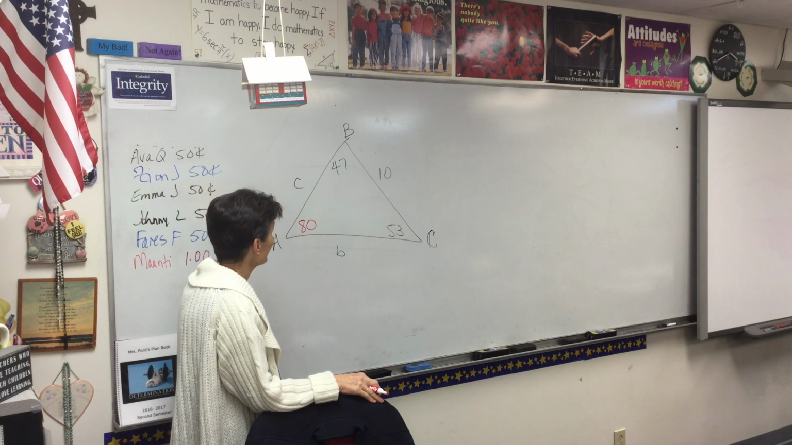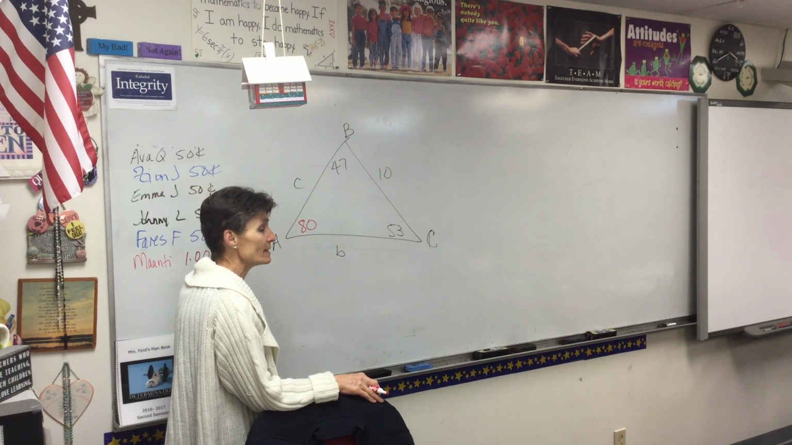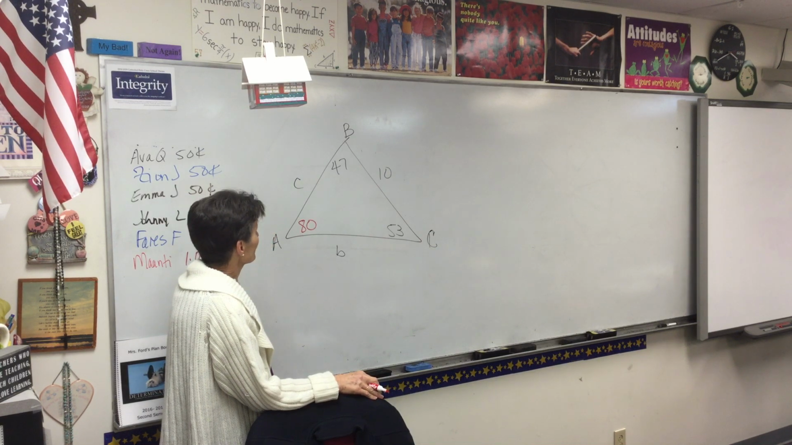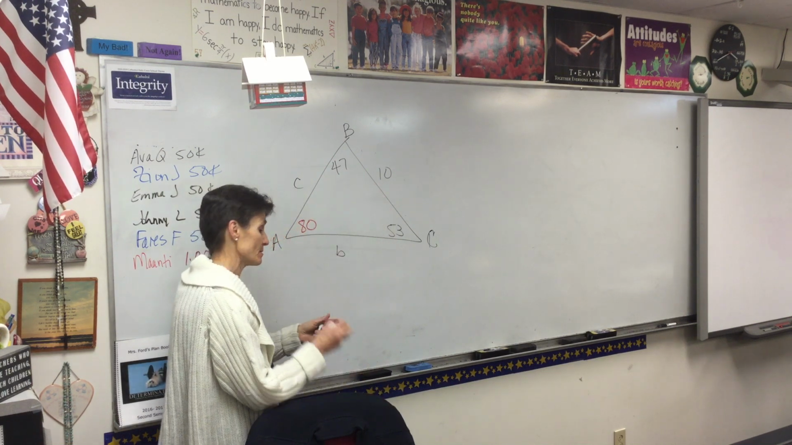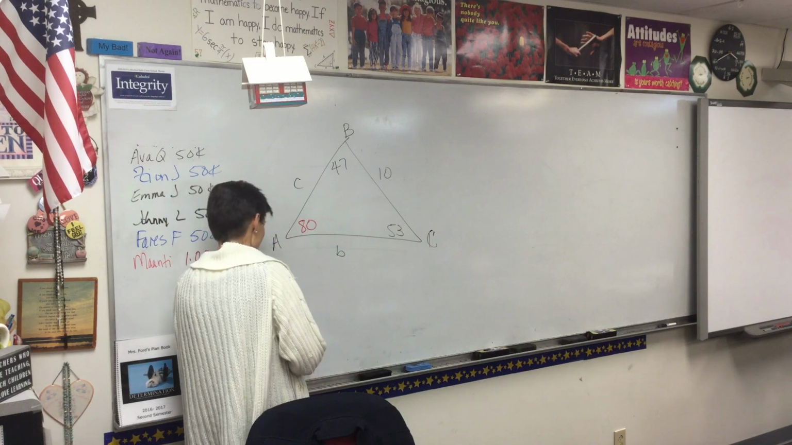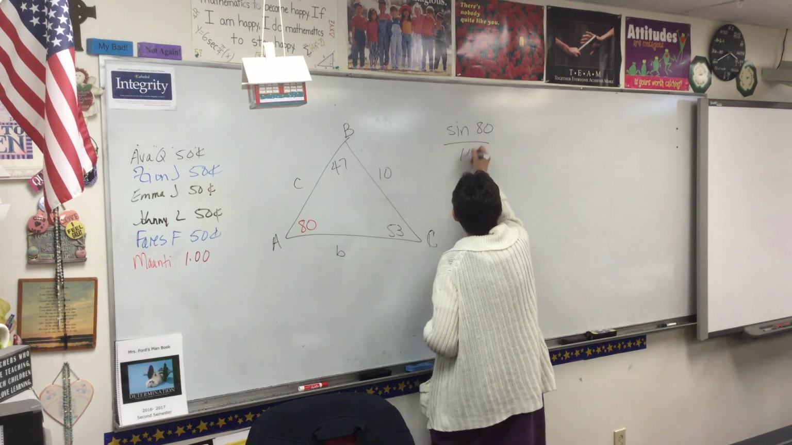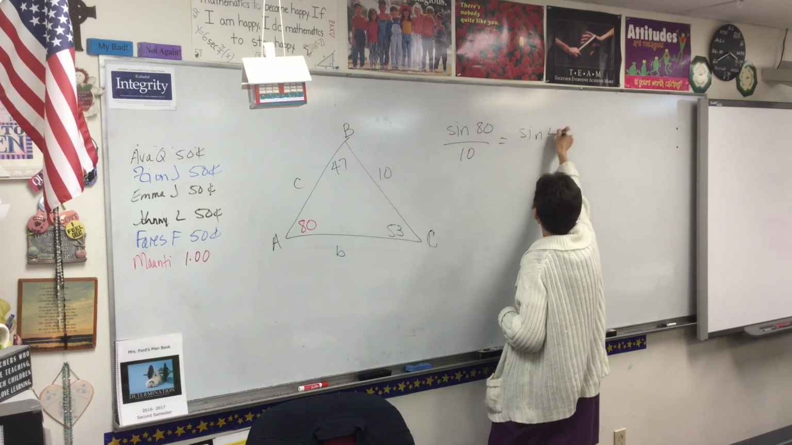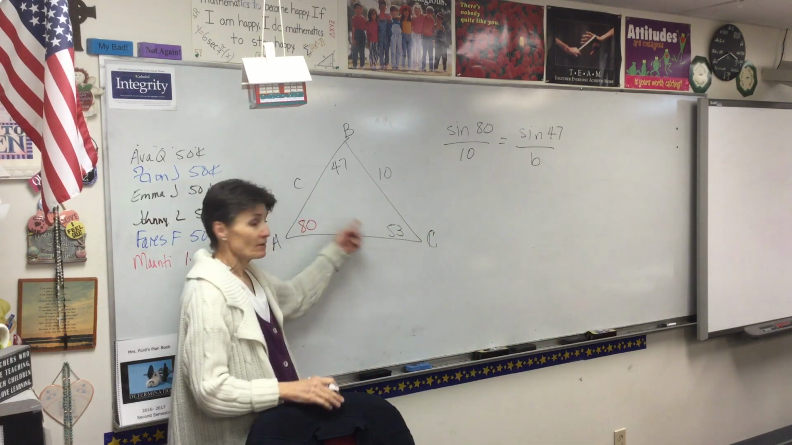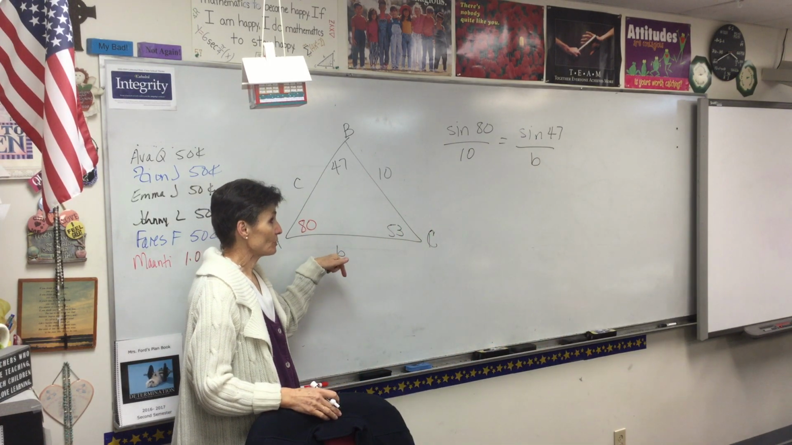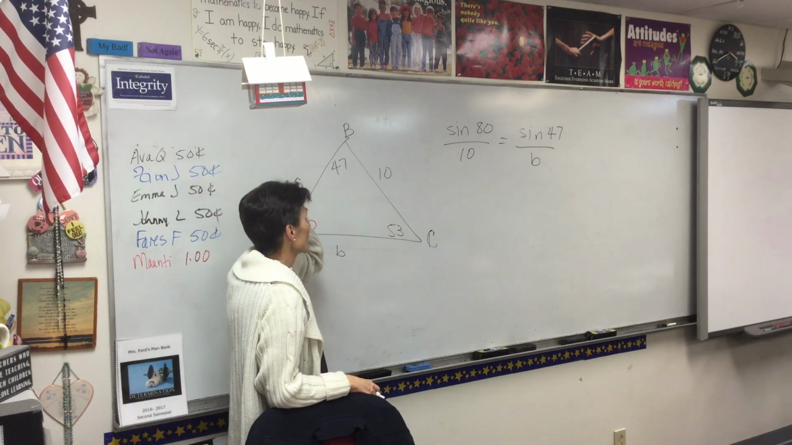Right, Max? Okay. Now, let's look at the situation. We know we need the law of sines or cosines. Why are you saying sines? Because you have a matching set, that's right. So we're going to use the law of sines. So we're going to say sine 80 over 10 equals sine 47 over B, maybe? Now, could I have done sine 53 over C? Yes. In fact, I'm going to have to do that, right? So the order doesn't matter, jump in and do something.